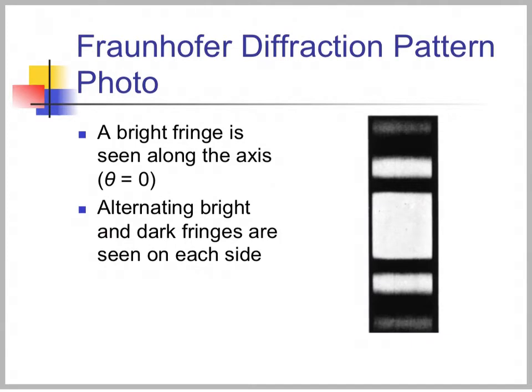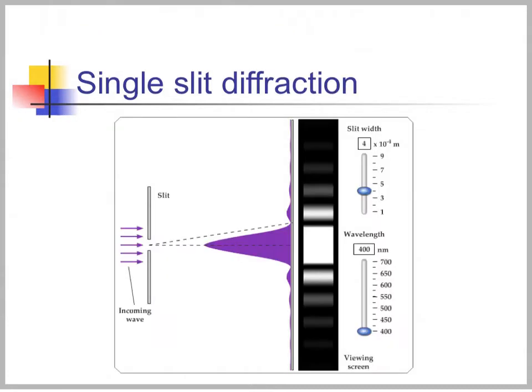The bright fringe is seen along the axis at theta equals 0. Then we have alternating bright and dark fringes on either side. So this shows light coming through a slit, and as it comes through the slit, I get the broad central maximum and the secondary maxima that are going down in intensity.